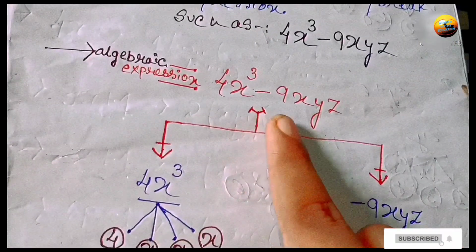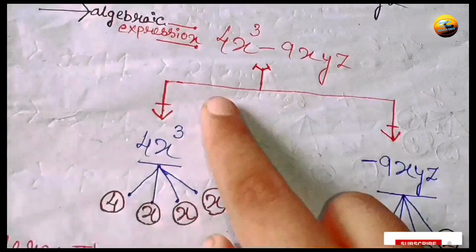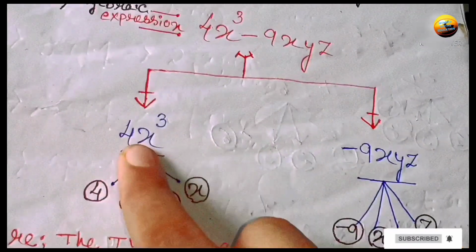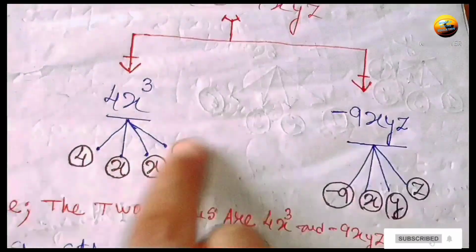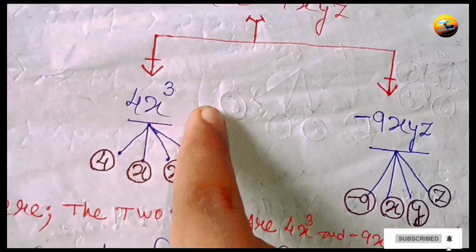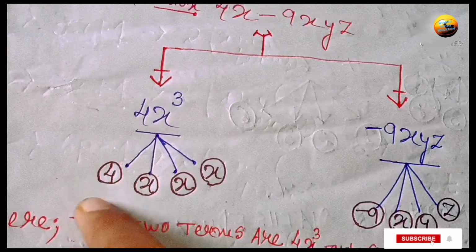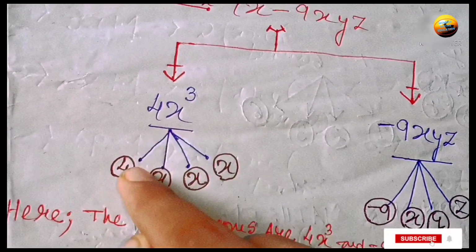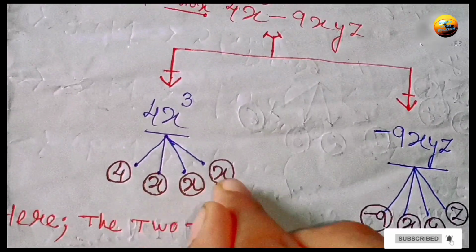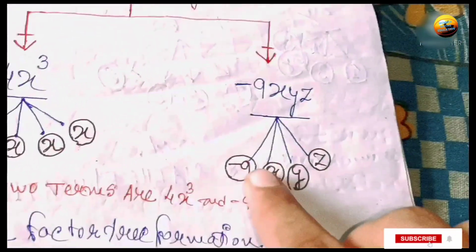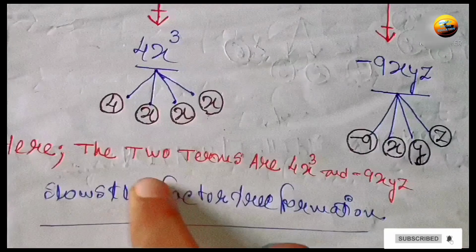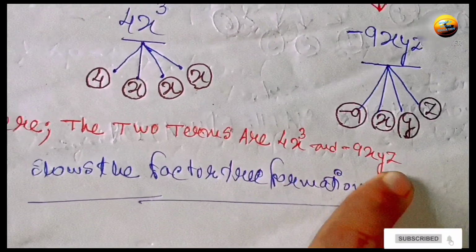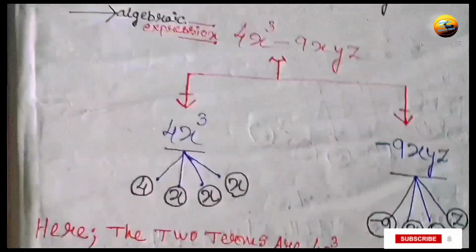So 4x cube minus 9xyz, you have to write this by making two columns and breaking the number of terms, here 4x cube and here minus 9xyz. Breaking 4x cube, firstly you have to write 1. I have not written 1 because of a shortage of space, so I have written that 4x cube is divisible by 4x. And here 9xyz, minus 9, x, y and z. So here the two terms are 4x cube and minus 9xyz, and this shows the factor tree formation. Have you understood?